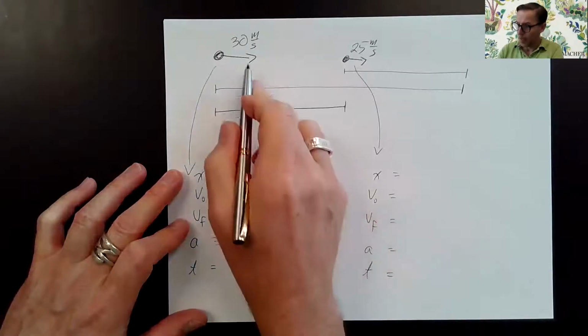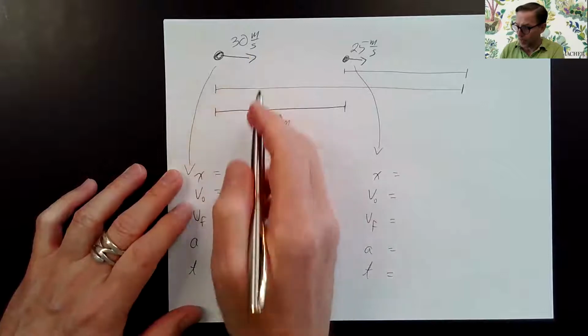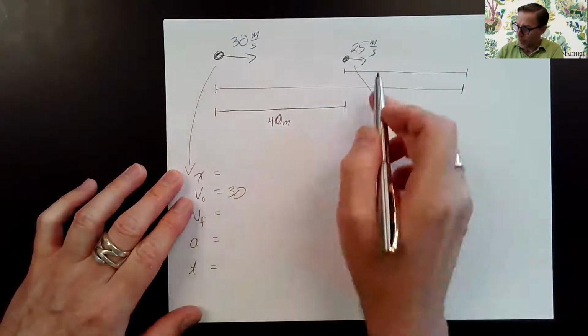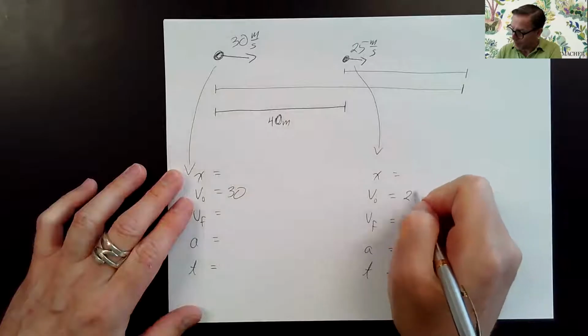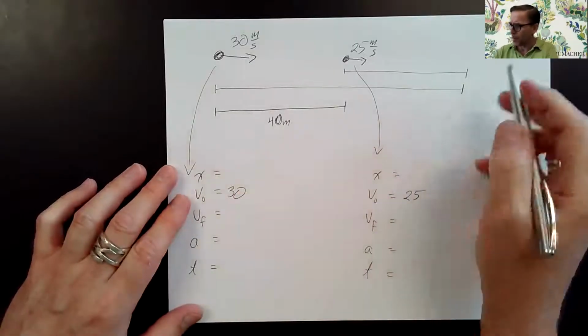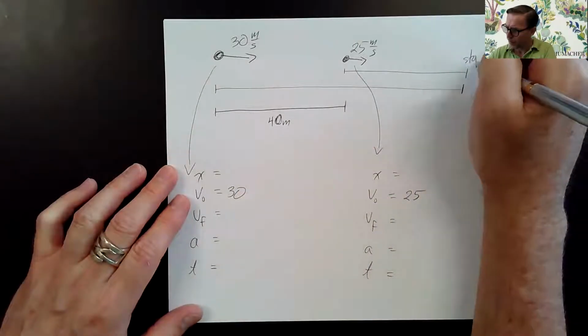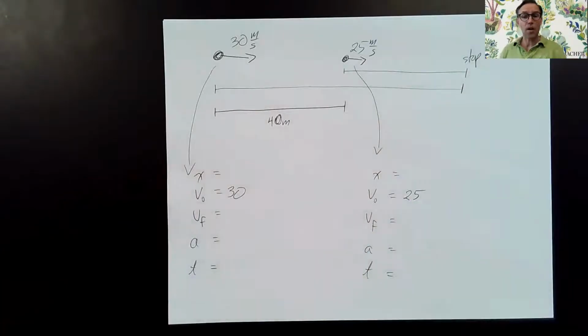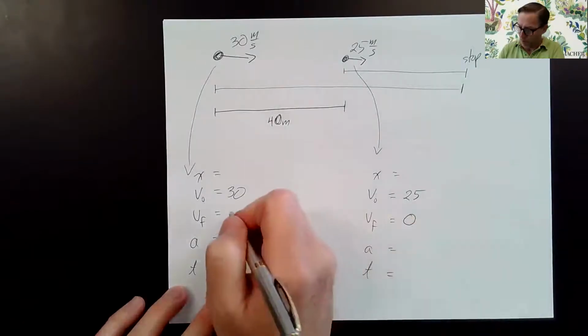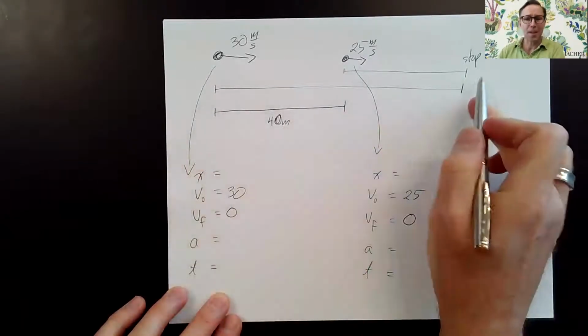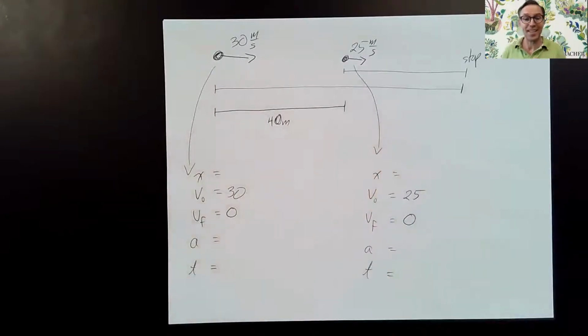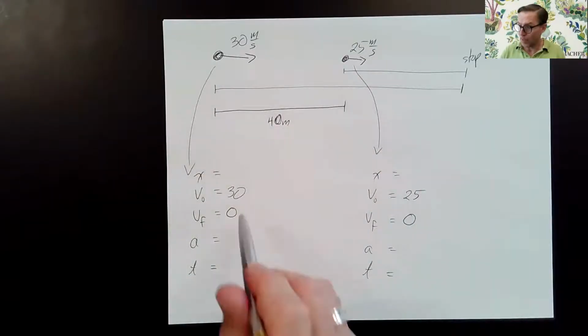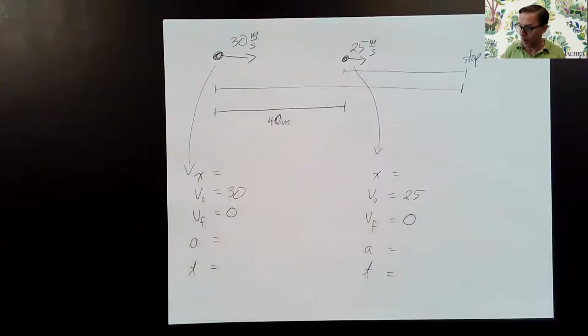And it seems like 30 meters per second is the initial velocity, and 25 is the initial velocity. And I think we both want them to stop here. So that's what I sometimes call a hidden given. It didn't say v final is 0 for both of them, but if they're stopping there, there's my hidden given. So I know v initial and v final.